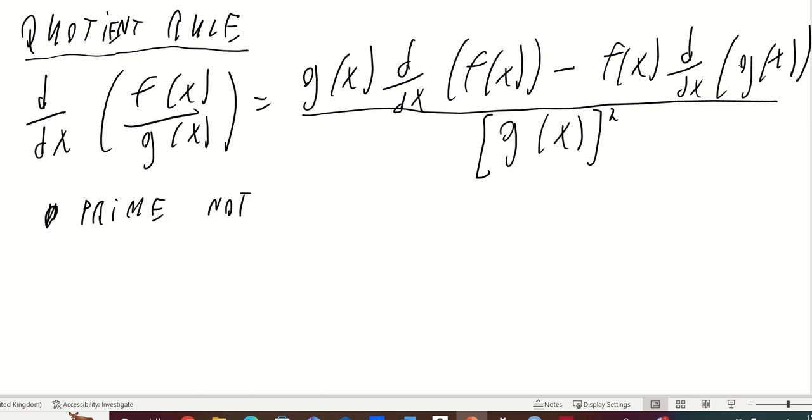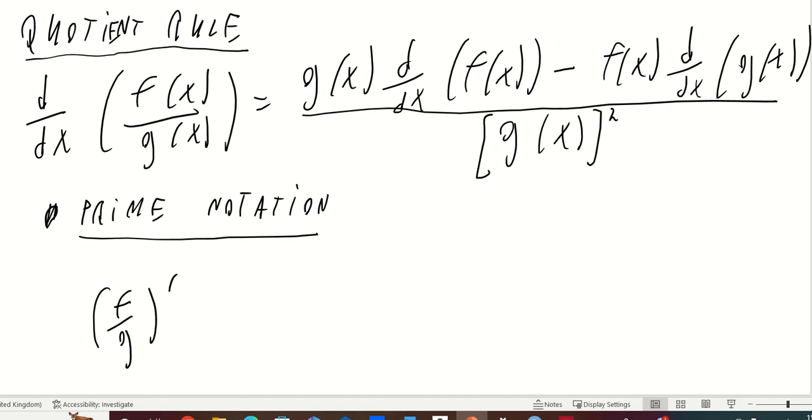Alternatively, we can use prime notation, which is a little bit more succinct. Using prime notation, we can just say a quotient function like (f over g) prime is equal to g times f prime minus f times g prime, all over g squared.